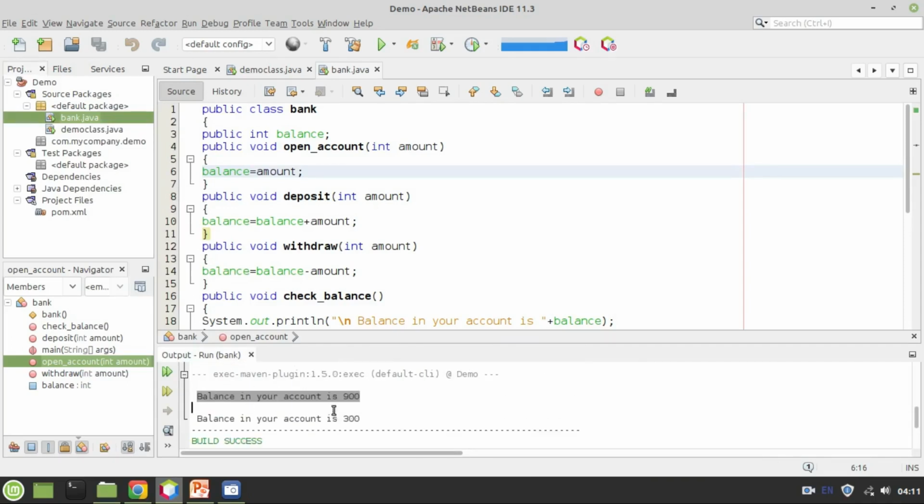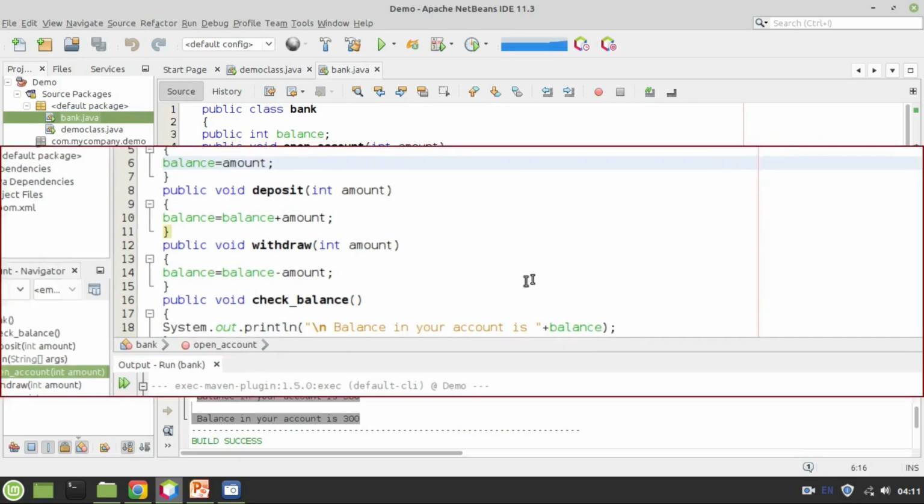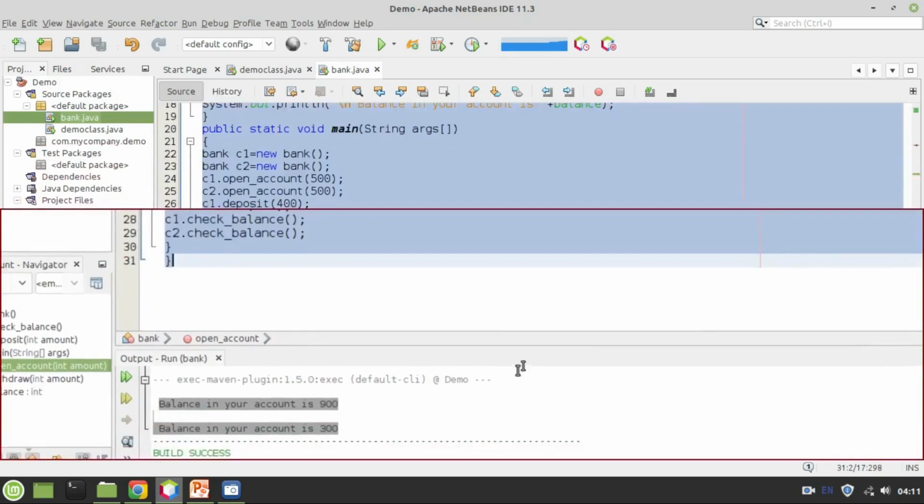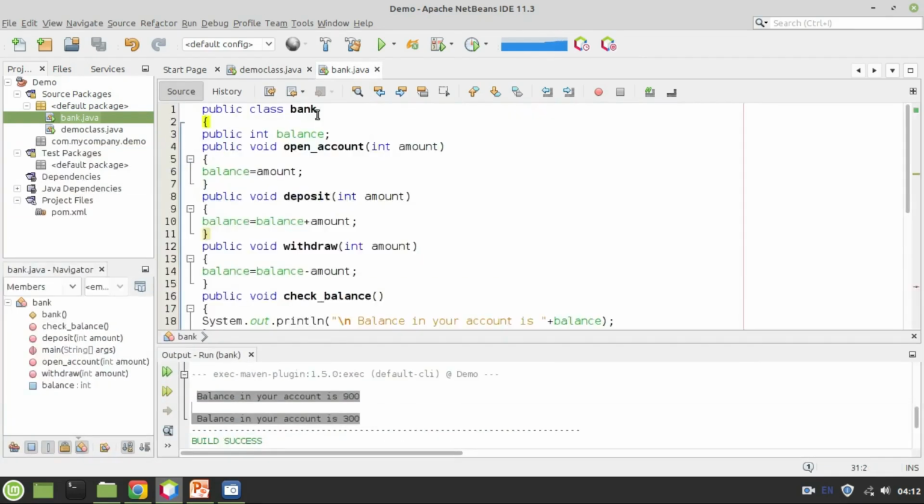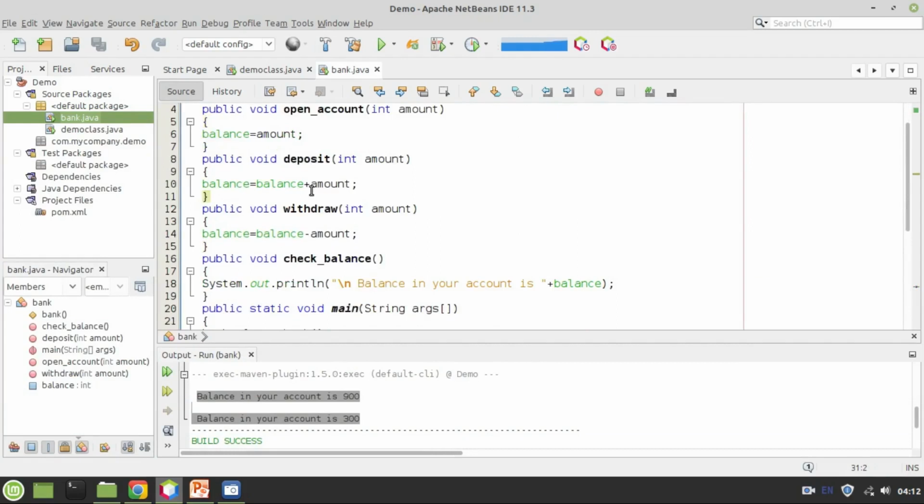Look at here. Balance in your account is 900. 900 bucks is related to C1. Balance in your account is 300. That is related to customer C2. The exact program, whatever I have shown you, I have executed exactly with the same values.